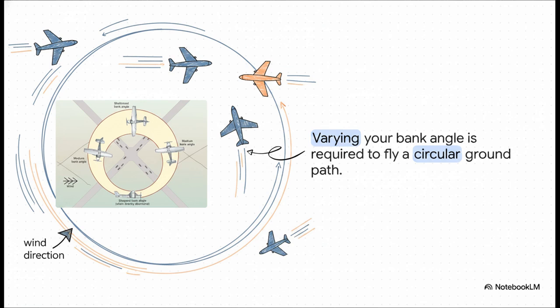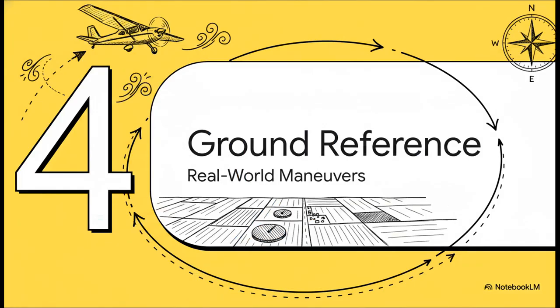But when you turn to head directly upwind, your ground speed is at its slowest, so you need your shallowest bank angle. Which brings us to part 4, ground reference maneuvers. Let's take those variable bank angles and apply them to the foundational skills every private pilot absolutely has to master.